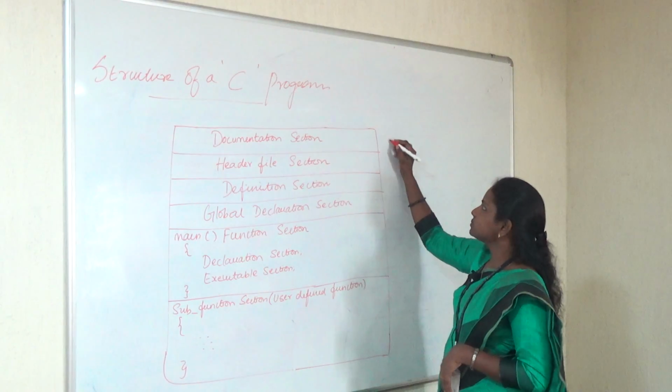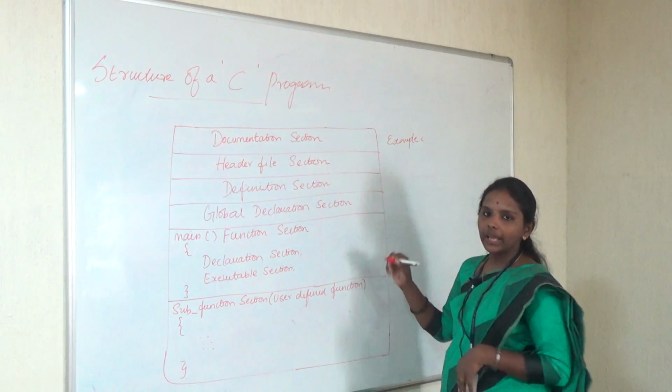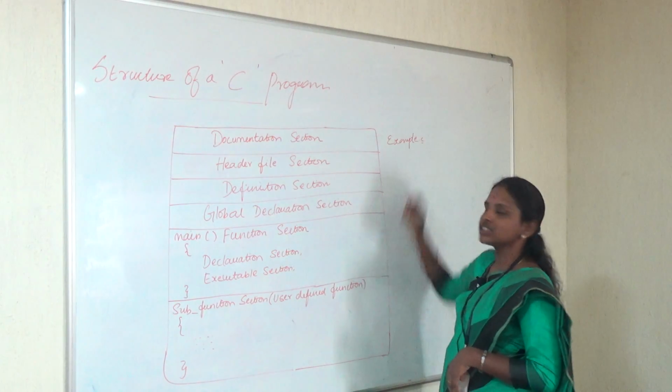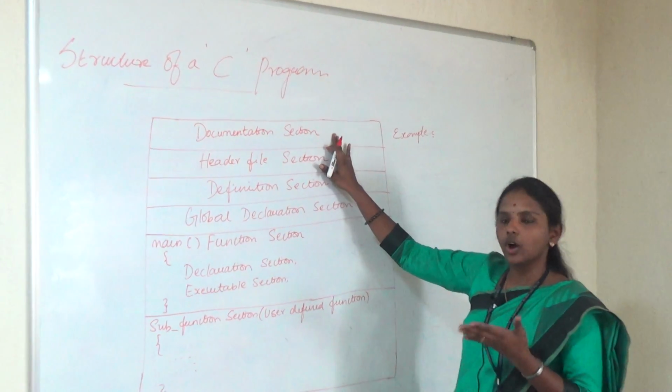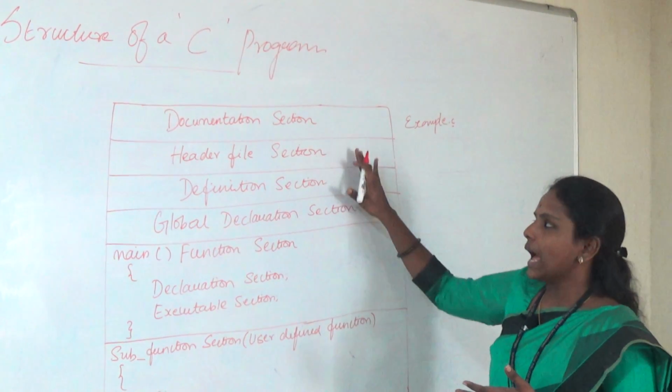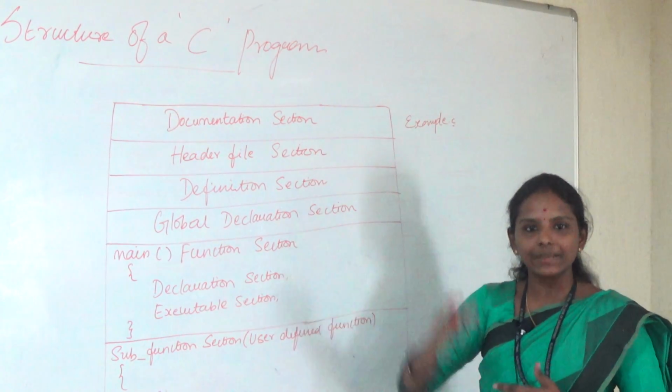Likewise, example.c. It has to be given with the extension .c. This is the name of a C program. This documentation section will contain the name, and then comes your header file section. This is the topmost part of your C program.